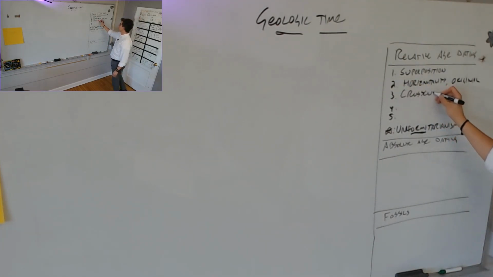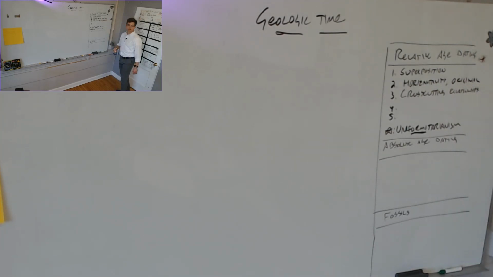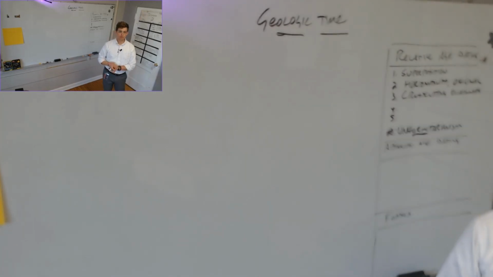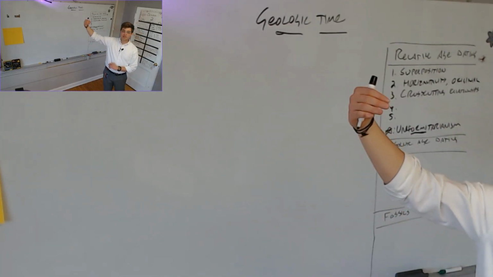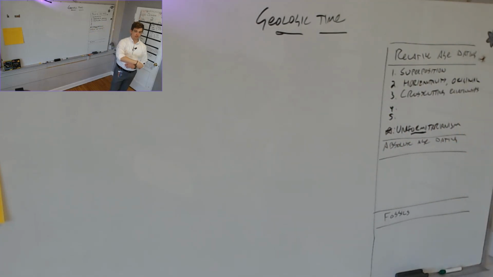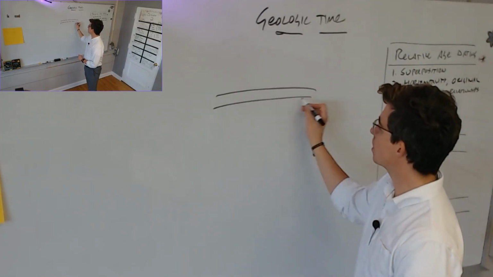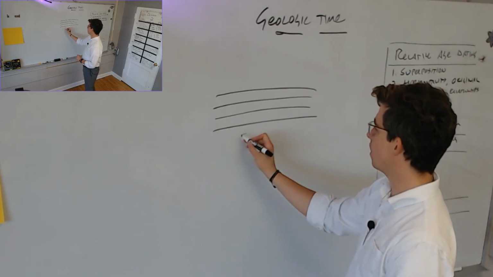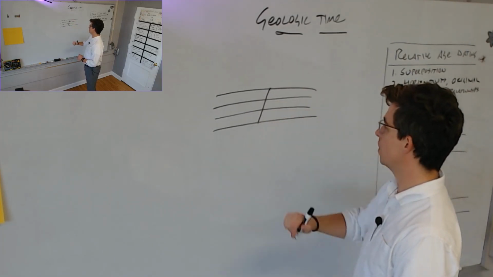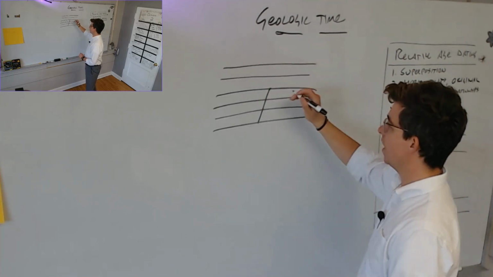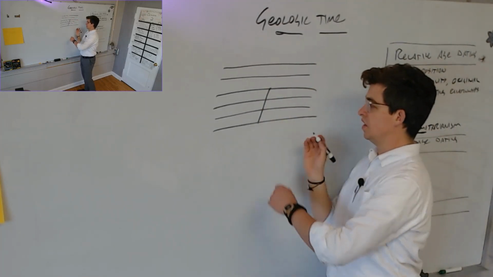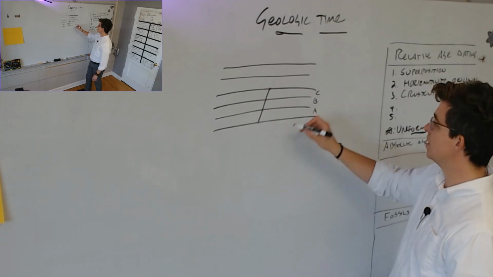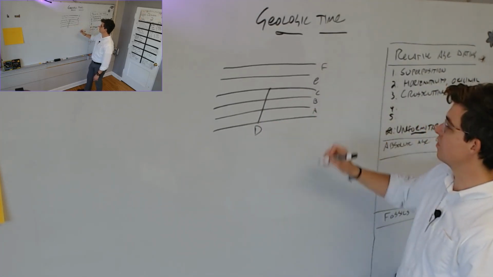Cross-cutting relationships. It's like if something was to cut in between it. Yeah, if any feature cuts across layers of rock, it must be younger than those layers of rock. The classic example: we have these layers of rock, and they have a fault going through them, and then we have a layer of rock that doesn't have that fault on top. We say that this is the oldest, then the fault is D, and then E and F, right?